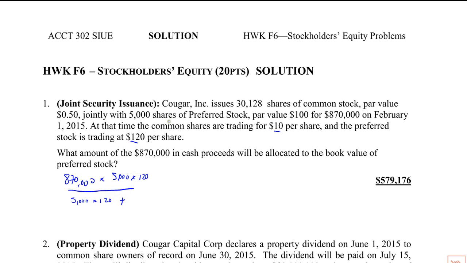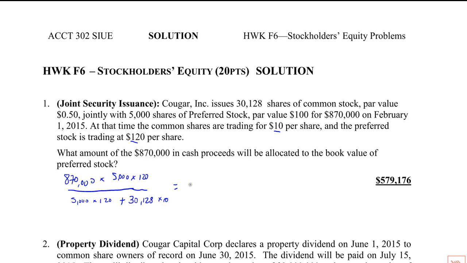30,128 times 10, the common stock. So the denominator has the total value of the separate issuance of common and preferred, and the numerator has the value of the preferred.